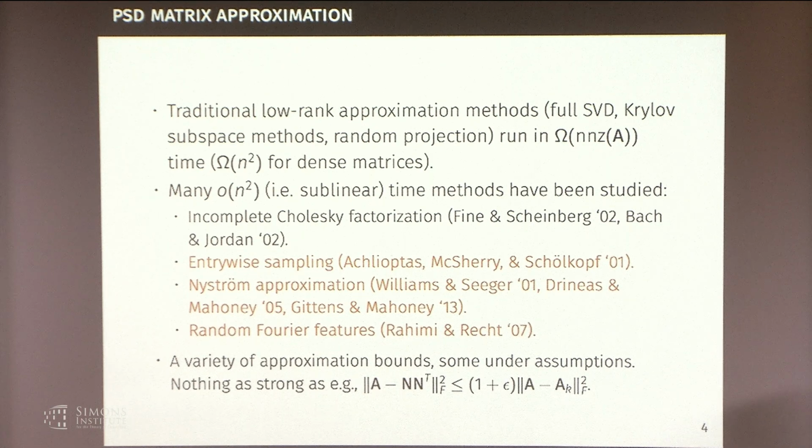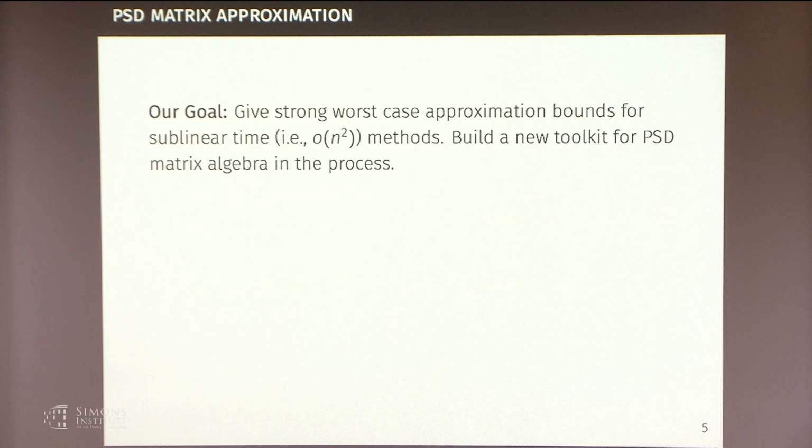So generally, in this community, one thing that we often try to get is a low-rank approximation of the form where the distance between A and NN transpose, say in the Frobenius norm, is within 1 plus epsilon of the best low-rank approximation. This is the distance between A and A_k. A_k is the projection of A onto its top k eigenvectors. So I want to get these sorts of bounds for PSD matrices, but I want to do it without paying n squared runtime. I want to basically do it in little o of n squared runtime. So that's the goal. We want strong worst-case approximation bounds, no assumptions on the matrix, but sublinear time methods to get these sorts of results.